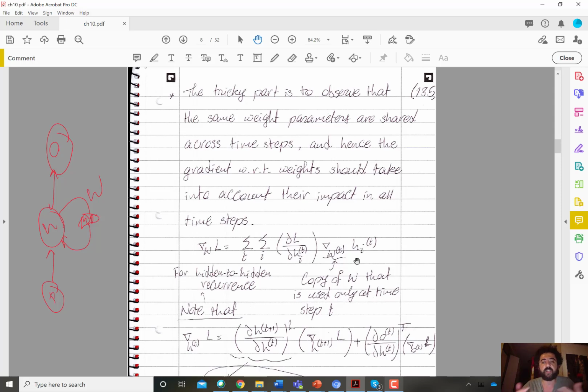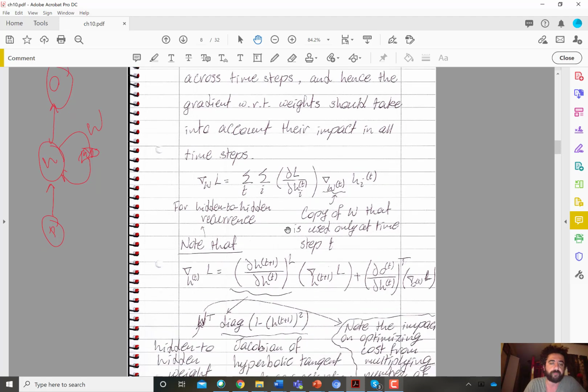And just for ease of notation, we are calling W of t a copy of W that's used only at time step t. So when you unfold the computation graph, we call W of 1 the version of W at time step 1, but they are all identical copies. W of 2 is the version of W used in the second time step, and so on.